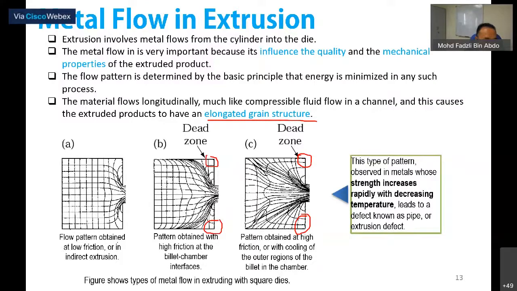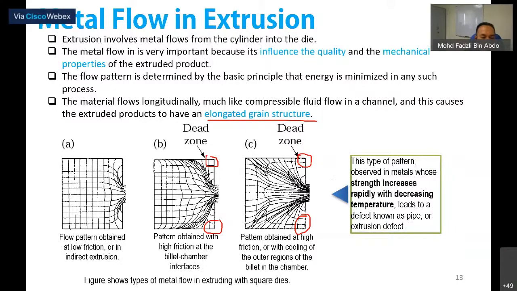Okay, this is the flow pattern obtained at low friction or in indirect extrusion. Ni kalau low friction. Ni pattern obtained with high friction. Maksudnya high friction maksudnya lubrication tadi poor lah, at the billet chamber interface. And then this is the pattern obtained at high friction or with cooling of the outer region of the billet in the chamber. Okay.